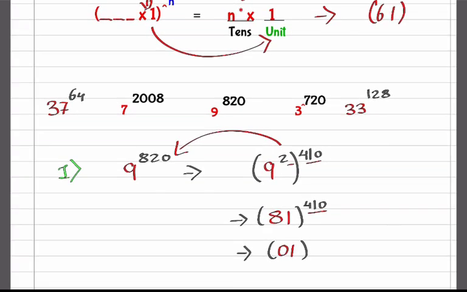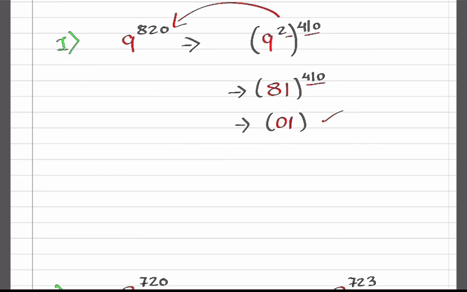If this is 1, this is 1, right? And how do I get the tens digit? 0 into 1 will be 0. So the last two digits of this will be 0, 1. And that's how simple it is.